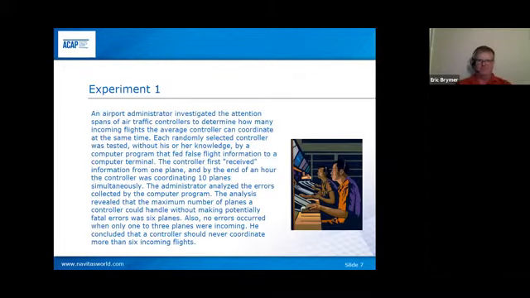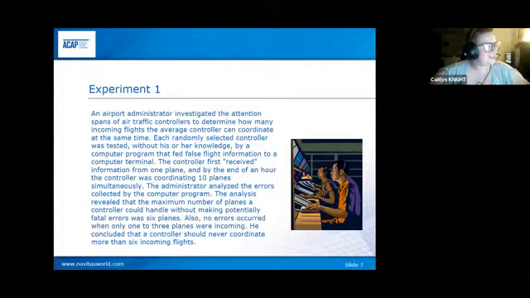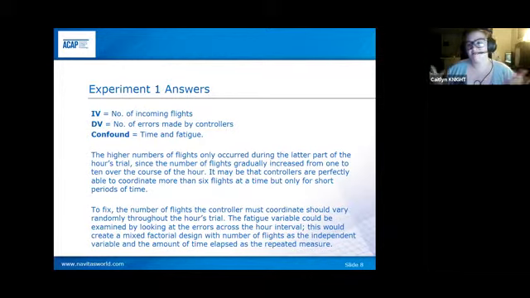They've said no errors occurred when 1 to 3 planes were incoming. However, they could handle up to 6 with non-fatal errors. And then they've concluded that they should never coordinate more than 6. Paul and I both agreed that when it comes to air traffic control, the maximum amount of errors should be 0. So they should really have stopped at 3, where they know that despite any confounding variables, no mistakes were made from 1 to 3 planes being handled. So another way to unconfound it would be, if we can't redo the experiment, stop at 3, not 6. Okay, very good.